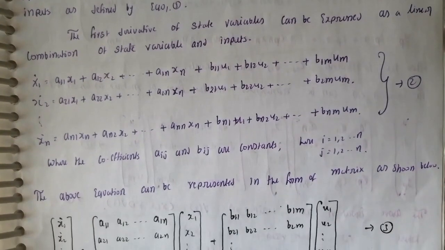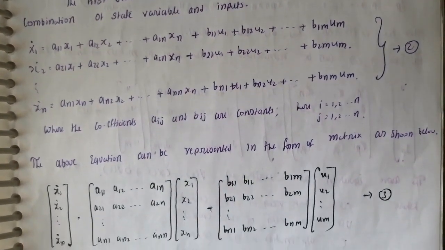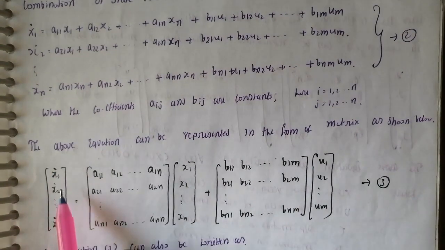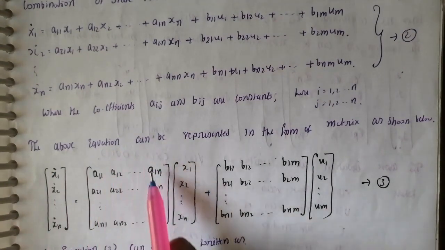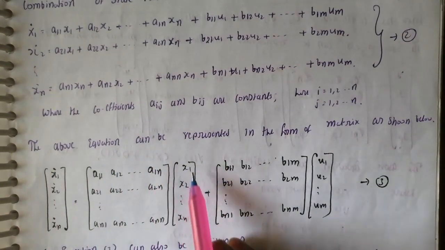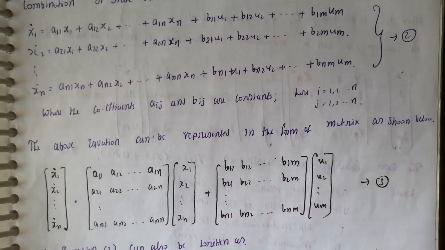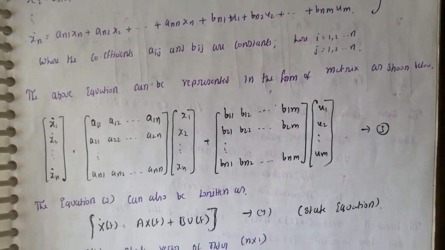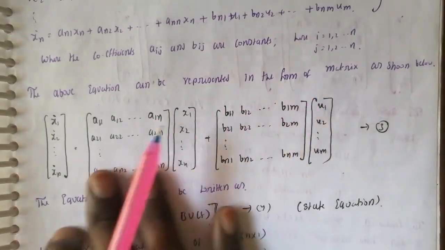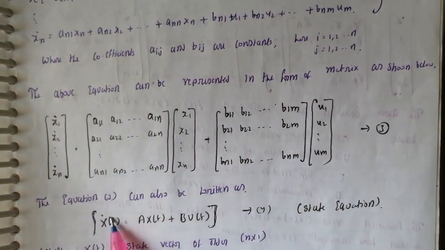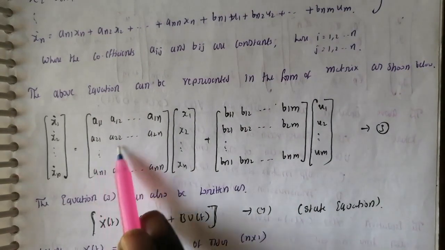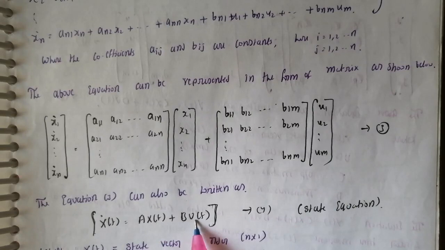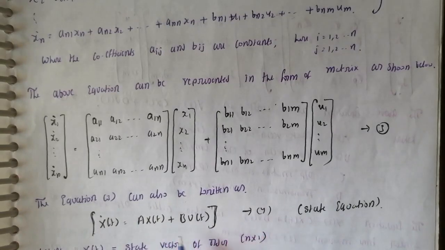Now equation 2 can be represented in the form of a matrix. Then it will come like this. So this is the state vector, here the A matrix, and the B matrix, and this is the input vector. Now let me represent this as equation 3. This matrix equation can be represented in the simple form x dot of t equals A x of t plus B u of t, where the entire matrix is represented by the capital A. So this is the representation of the state equation.